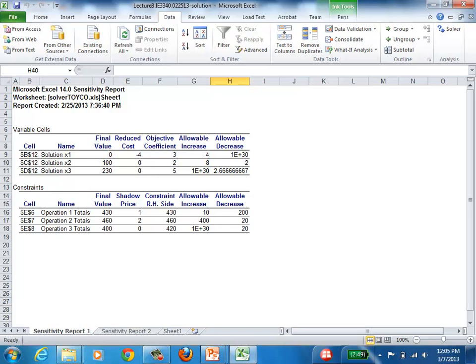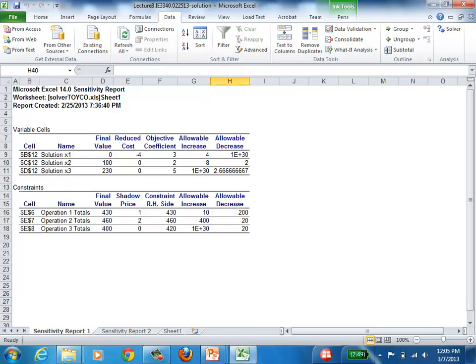Okay? So, remember, the reduced cost for X1 was 4, meaning that if you produce X1, that would take $4 from your objective function for each unit that you produce. So, the reduced cost for each variable is listed here. For X1, the reduced cost is minus 4, and that gives you the objective coefficients, and also the increase and the decrease that will keep your optimal solution the same. Okay, any questions?